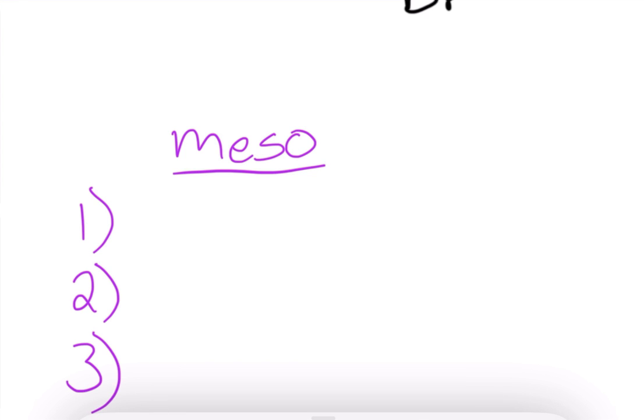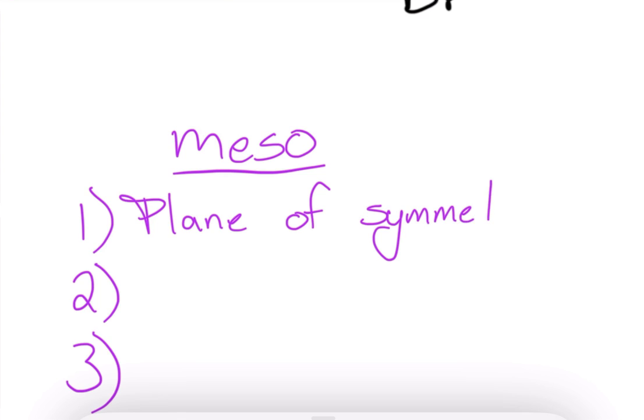Now, if you know what we are looking for here, what defines a meso compound, I want you to pause the video and write them in. Otherwise, a meso compound is notorious for having a plane of symmetry. Meso compounds are also achiral.